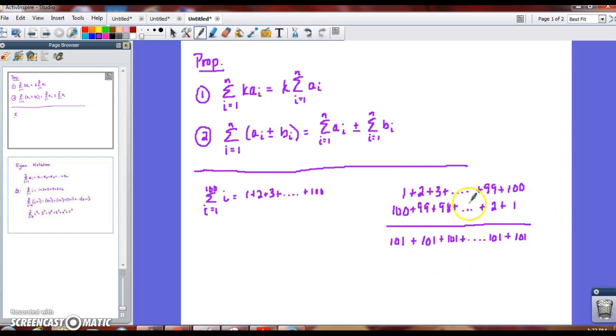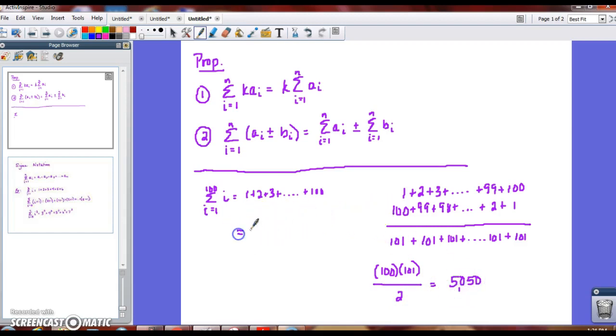Well, I know that I have 100 terms here, and I know that the sum of each pair is 101. So if I have 100 terms times 101, that would give me the sum of 1 to 100, but it would give me the sum of 1 to 100 and the sum of 1 to 100. So it gives it to me twice. And so what I need to do is divide that by 2 to actually get what that sum is.